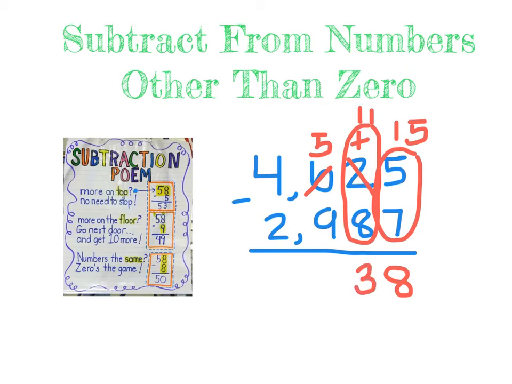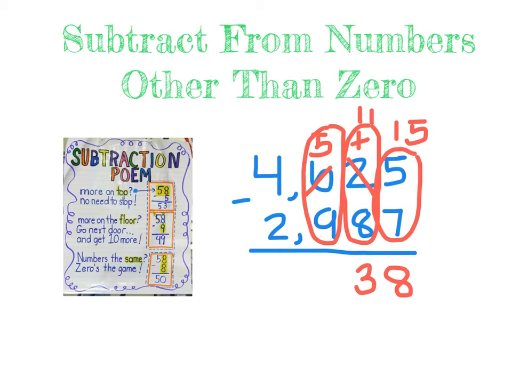So I'm going to write 3 right there. So now, boys and girls, I just subtracted my tens place. I'm going to subtract my hundreds place. And again, I'm going to circle this because I'm just focusing on the hundreds place. And I have to ask myself for my poem again, is there more on top or more on the floor? Well, again, boys and girls, there's more on the floor because 9 is bigger than 5.